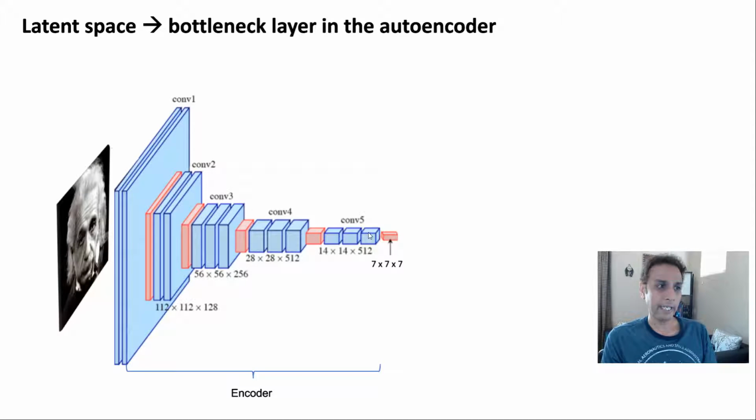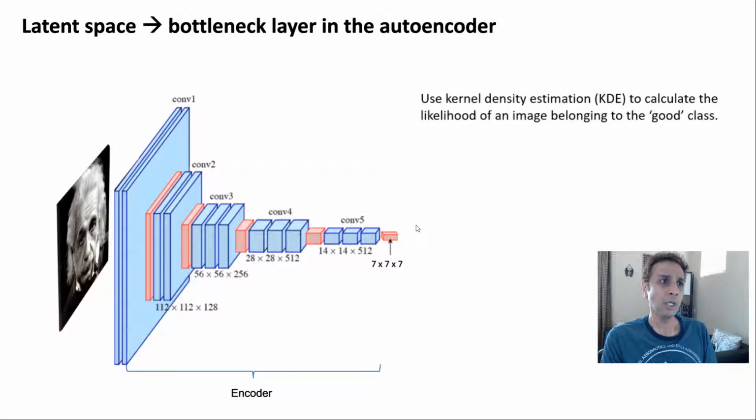If you only look at the encoder part, where does it end? It ends at this bottleneck, right? And we said in this architecture that I'm showing you on the screen, the bottleneck has a size of 7 by 7 by 7. So we send an image through, and then what you get is a tensor of 7 by 7 by 7. So we are going to use a kernel density estimation to calculate the likelihood of an image belonging to this normal or good class. So what does that mean?